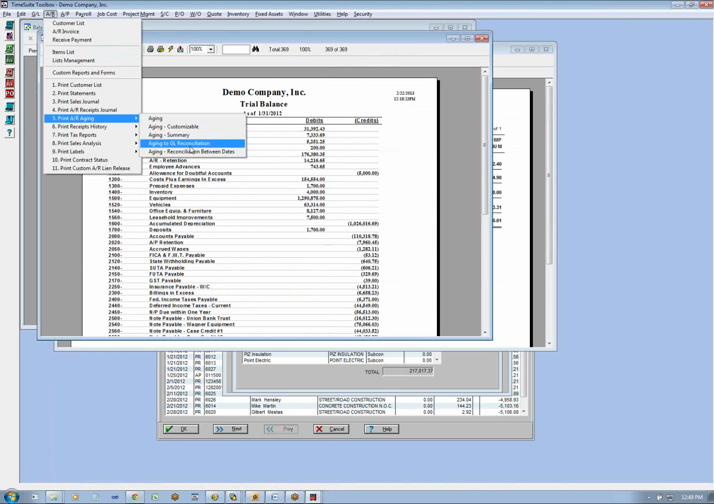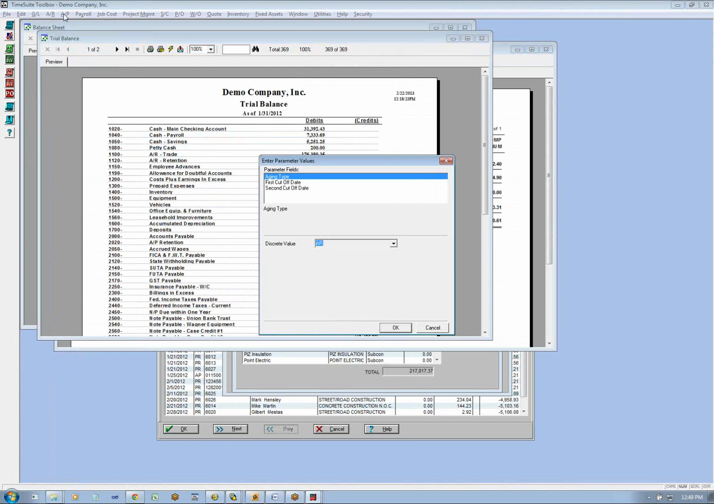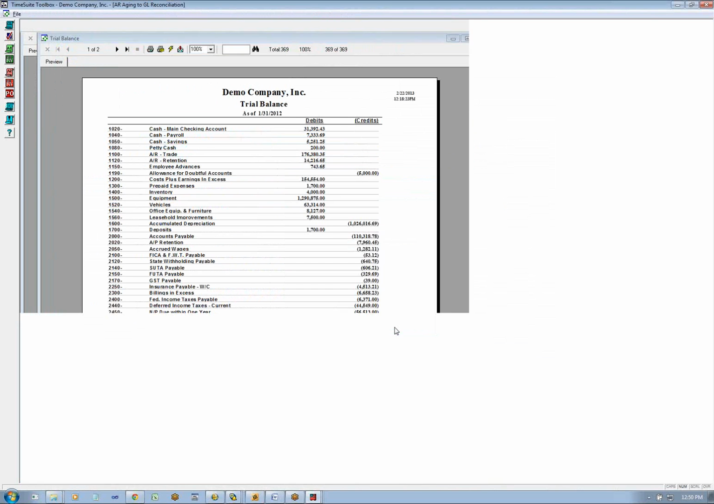Then you would use your beginning of the year AR. I'll just print this real quick, aging to GL reconciliation. Now, it's exactly the same report in the AP menu, and you have to pick what you want, AR or AP. Sometimes that throws people off. You would say the end of your previous fiscal year, okay? And then the end of your cutoff date.